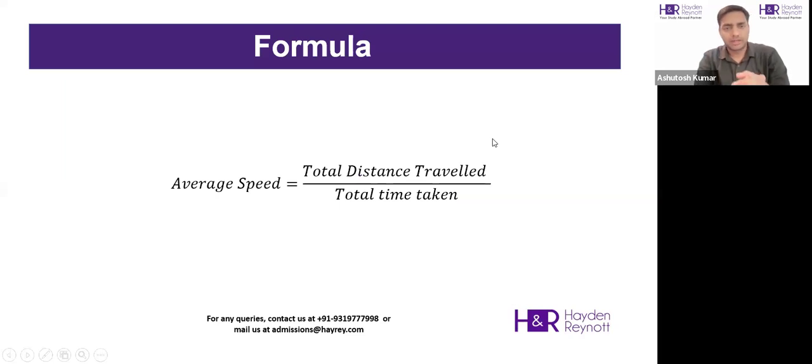When we talk about the formula for the average speed, the formula is very simple. Average speed is equal to total distance traveled upon the total time taken. So we need to find the distance traveled, and then we need to find the time taken to find out the average speed for any given question.